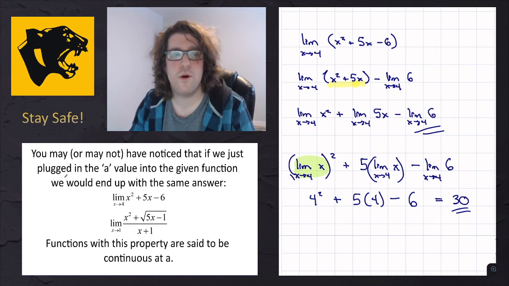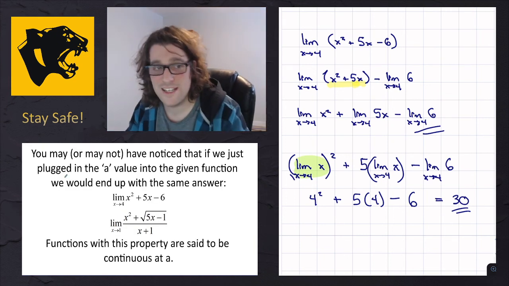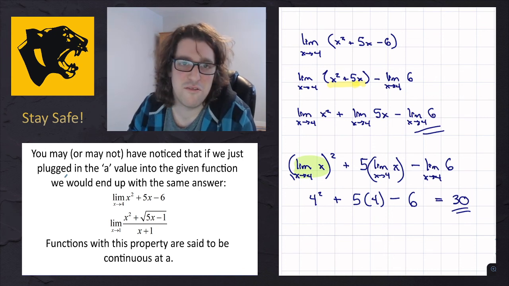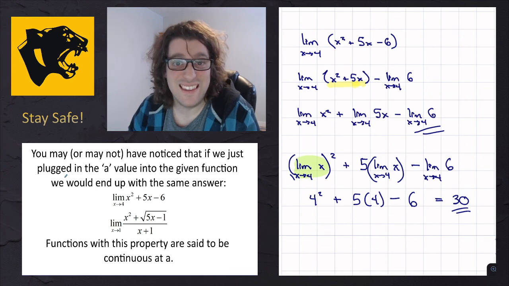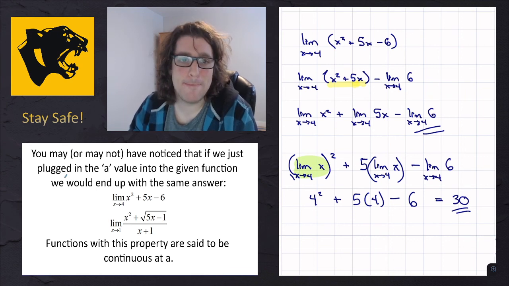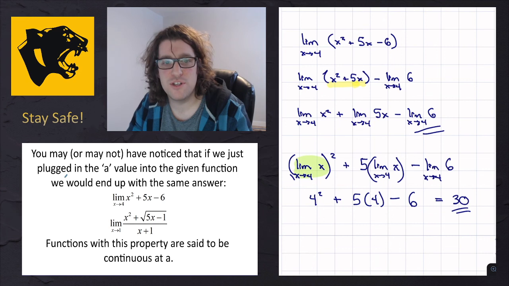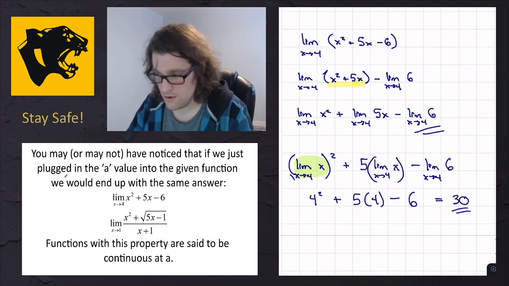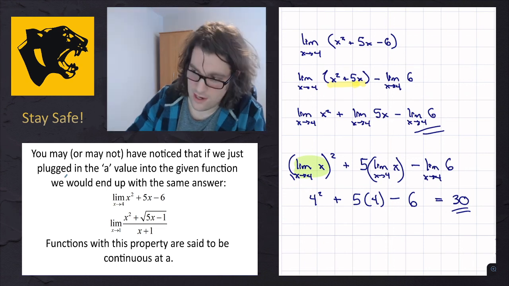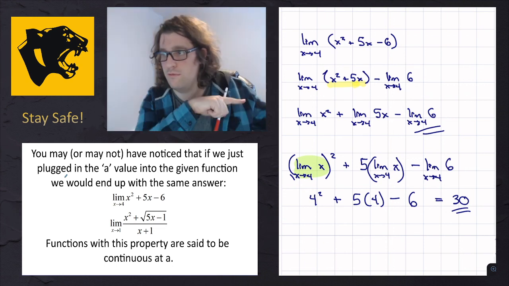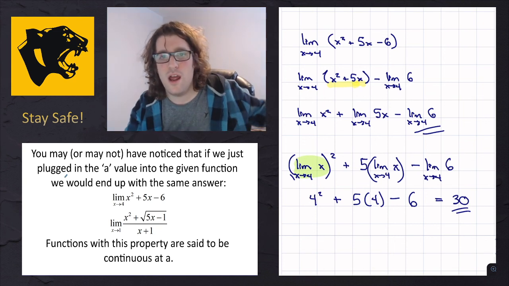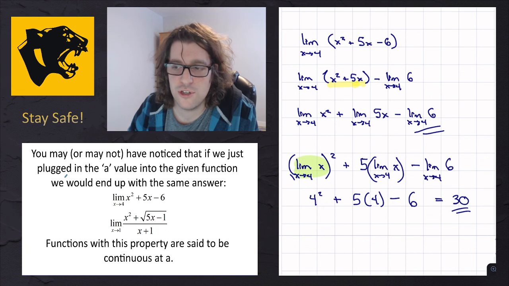And then what I wanted to discuss is this particular thing, which is kind of disconcerting because it kind of makes you feel like the limit thing is totally garbage. You may or may not have noticed that if we just plugged in the a value into the given function, you would end up with the same answer. So we got 30. We got 30 this way right here, over there is how we actually evaluated the limit by using limit properties.